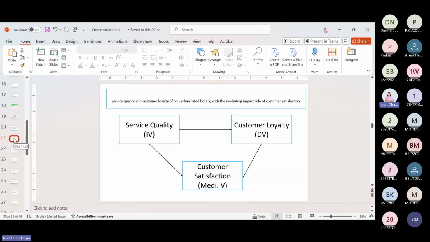So if you have any idea regarding the moderator variable and the mediator variable, you already develop the research questions and objectives for the two topics within the same research topics, right? Under the same research topic, you try to identify the independent variable, the moderating variable and the mediating variable. Then based on that you can search.